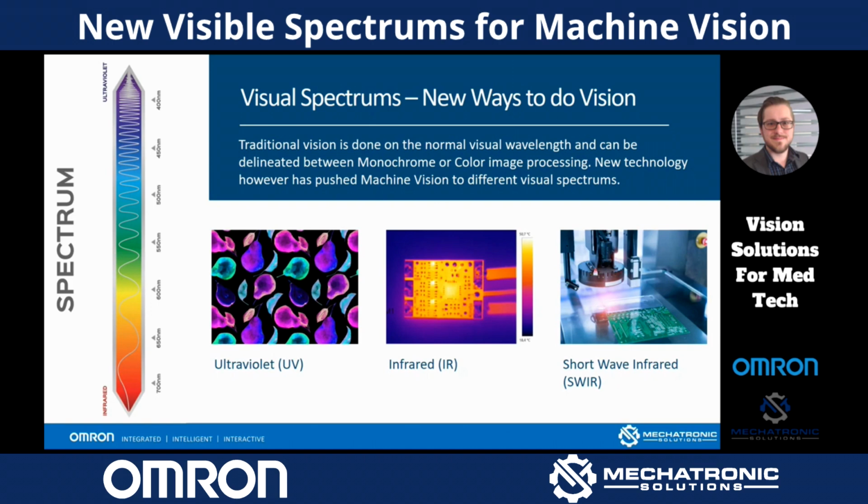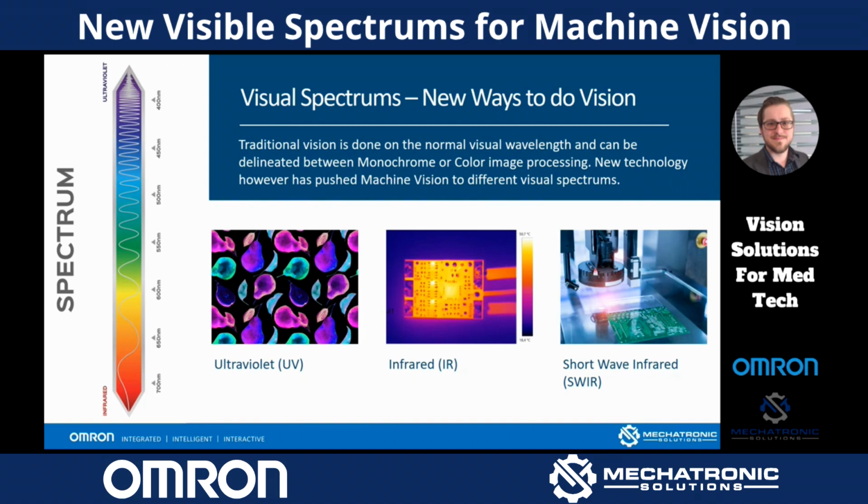But by utilizing different types of sensors and different wavelengths, we can actually achieve all sorts of new ways to do machine vision. I'm going to talk about 3 cases today, and I'm going to go a little bit deeper into shortwave infrared. But the first one is ultraviolet.